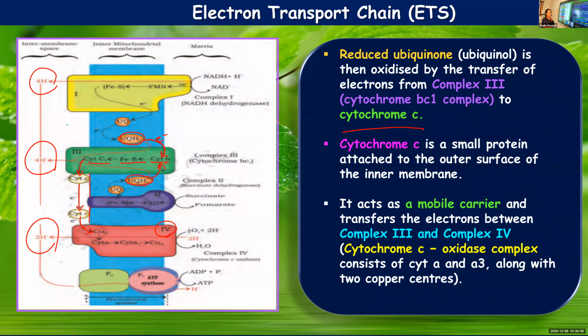So if these protons need to be transported back to the matrix, we need a special proton carrier. That will be complex 5, comprising of ATP synthase.